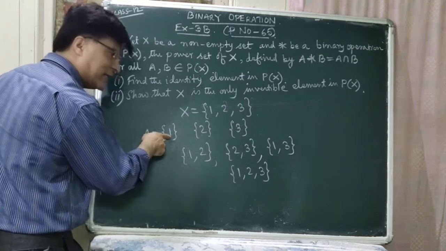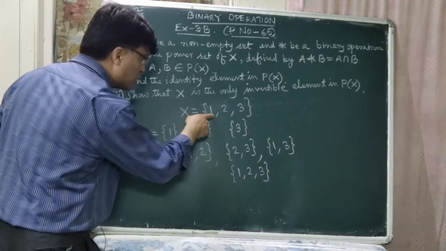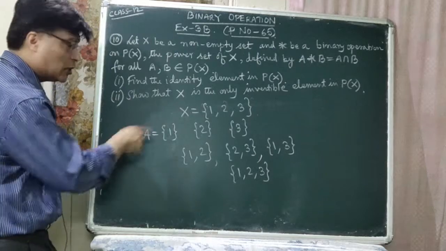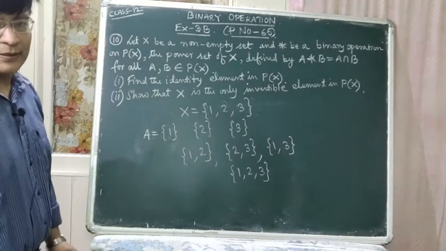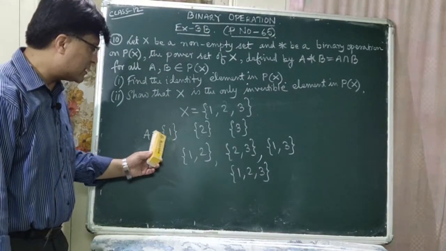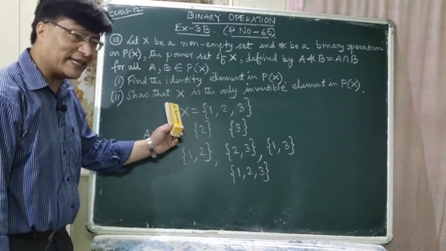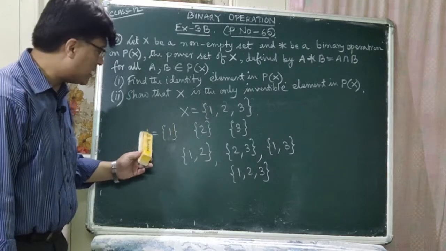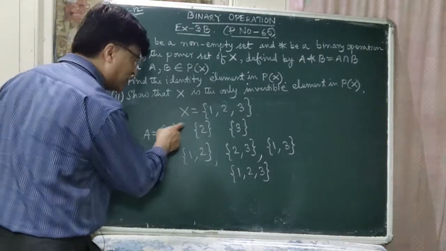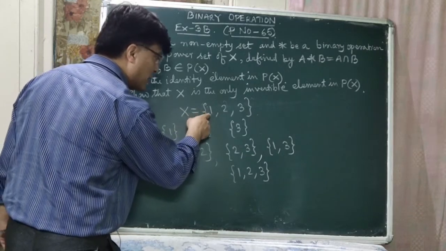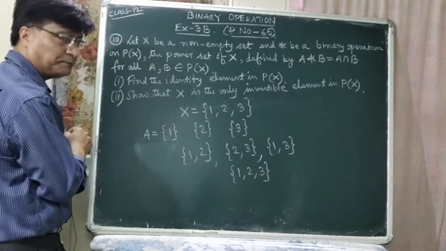Because this one is an element of A and also one is an element of X. So here we say that A is a subset of X. That is, every element in the set A is also an element of the set X. So in this case we say that A is a subset of X. That is, {1} is a subset of {1, 2, 3} or X.